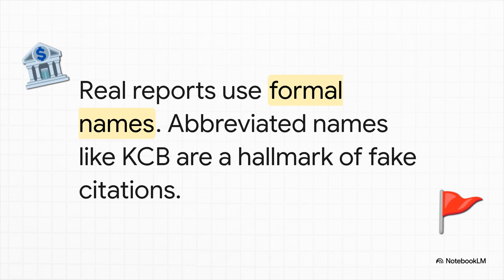AI will also expose itself through sheer laziness. Real law reports use formal registered party names. AI, however, loves to use casual abbreviated names, like just saying KCB instead of Kenya Commercial Bank Limited. If your AI gives you a citation with informal party names like that, it is a massive hallmark of a hallucinated case. Flag it immediately.